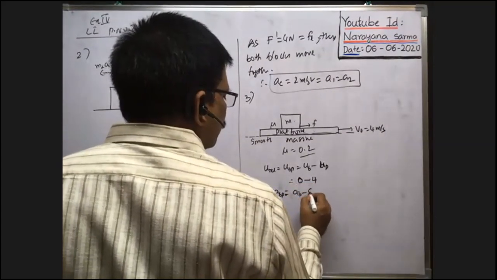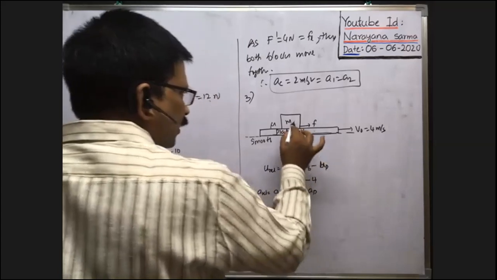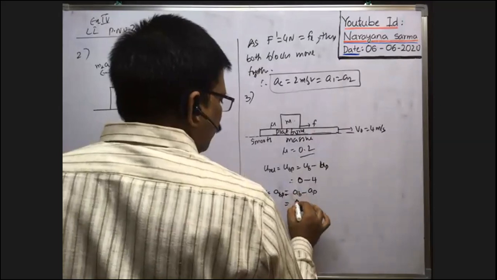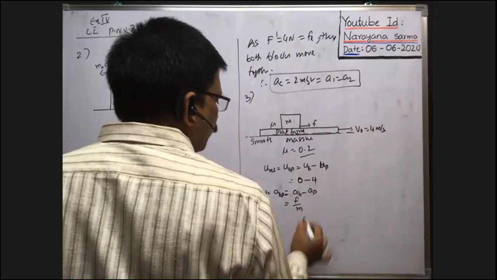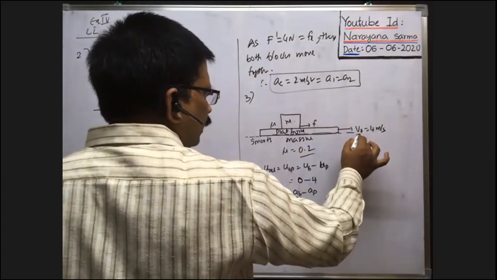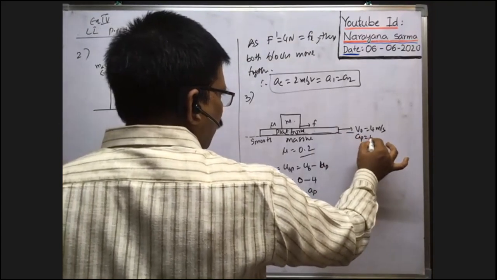Acceleration of the body minus acceleration of the platform. Acceleration of the body means, because of friction force only, the block will accelerate. That's why the frictional force divided by the mass of the block, small m, is the acceleration minus acceleration of the platform. The platform travels with a constant acceleration. That's why the acceleration of the platform is 0.